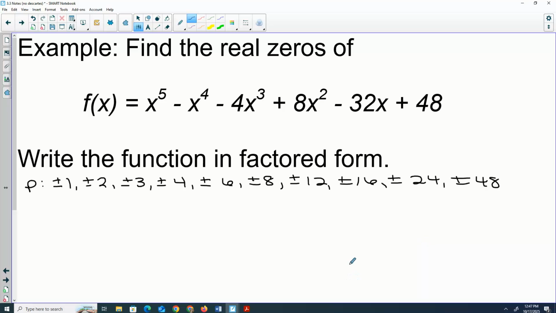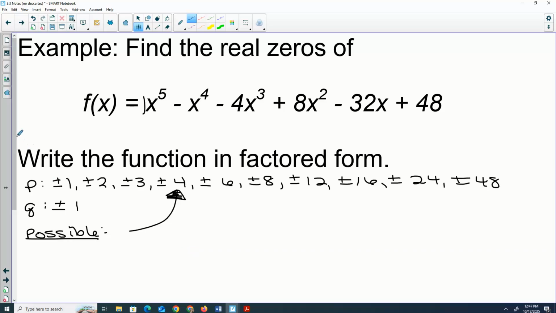Okay, did you get all those P values? You had 1 and 48, 2 and 24, 3 and 16, 4 and 12, 6 and 8. Q, that's my leading coefficient. This is just a 1 x to the 5th. So what's the only thing that divides 1? 1. So my possible zeros, if I do P over Q, what am I getting? All those P values. That's it. I don't care if you just want to draw an arrow up here when that happens. If your Q is 1, your possible zeros are the P's you already listed.